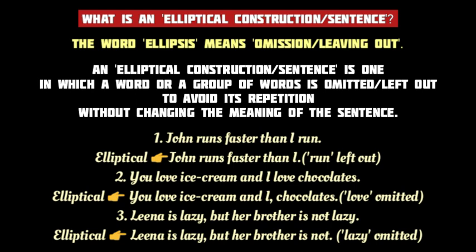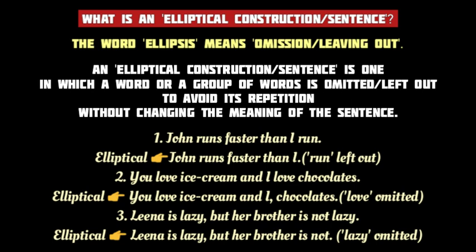Thus, this act of omitting a word or a group of words which are clearly understandable from the context without affecting the meaning is known as ellipsis in English grammar. "John runs faster than I" is an elliptical sentence.